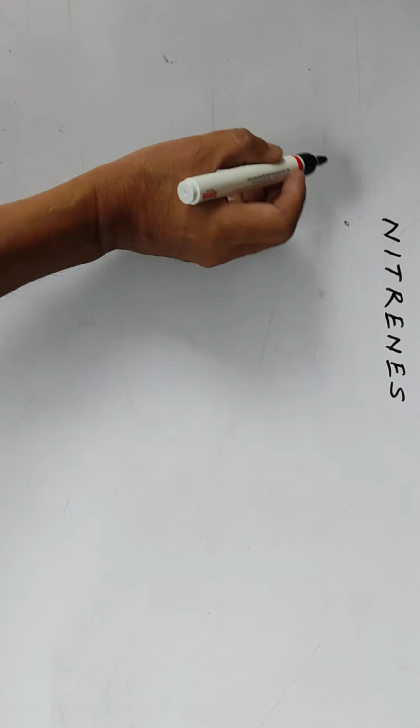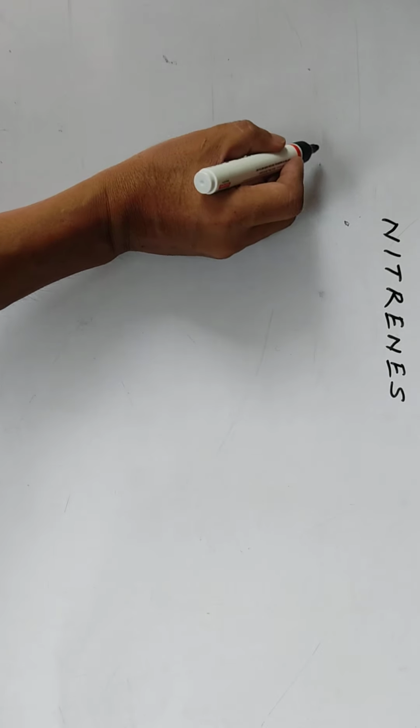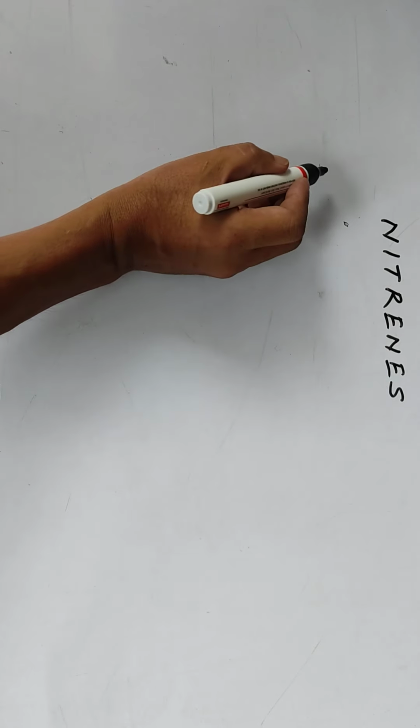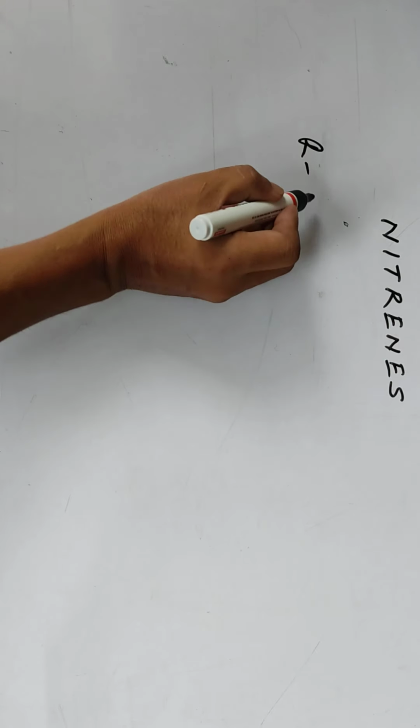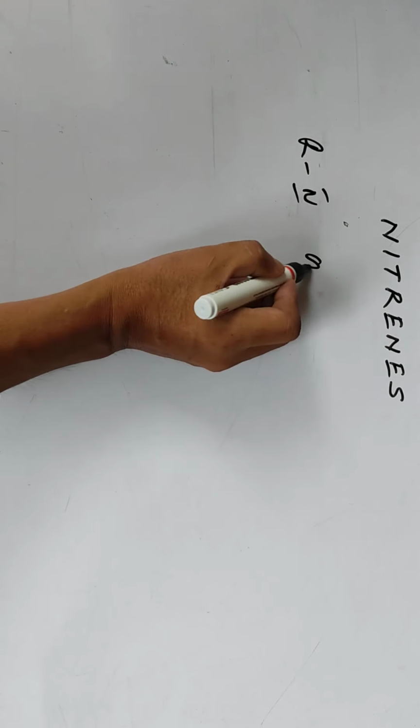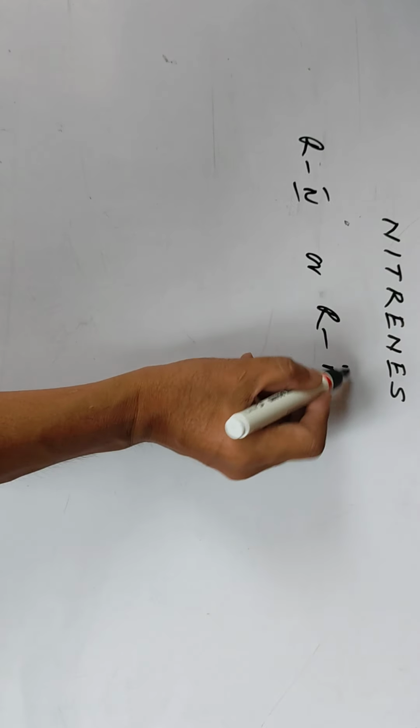Nitrenes are almost similar to the carbenes we have discussed earlier. Nitrenes are monovalent species analogous to carbenes. Like carbenes, they can have two types, singlet and triplet. Nitrenes are monovalent species, and we can write them this way, or as RN like this.